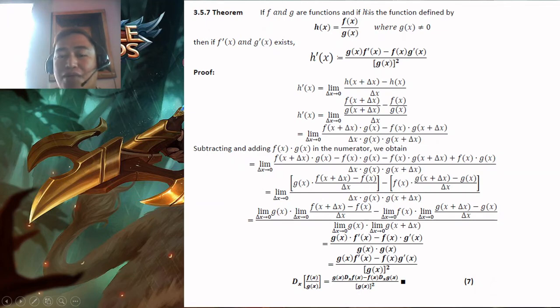So, yung form. Ang tawag ani class ay quotient rule. Ganina product rule man to siya. So, quotient rule ang term ani class sa theorem. Okay. H of x is equal to f of x over g of x.